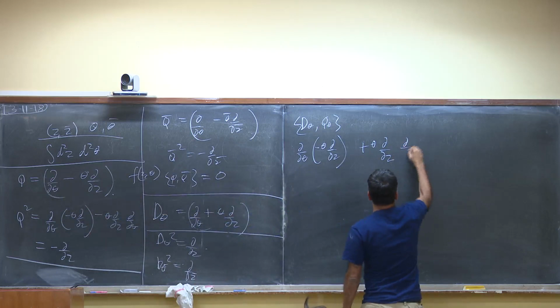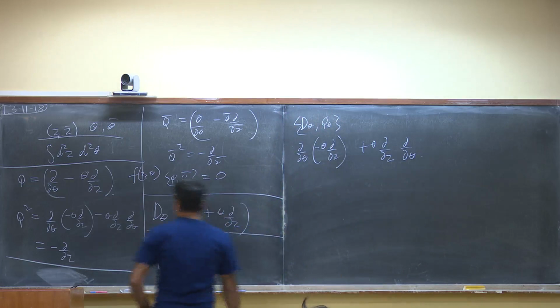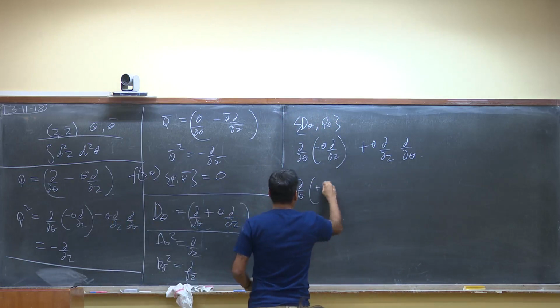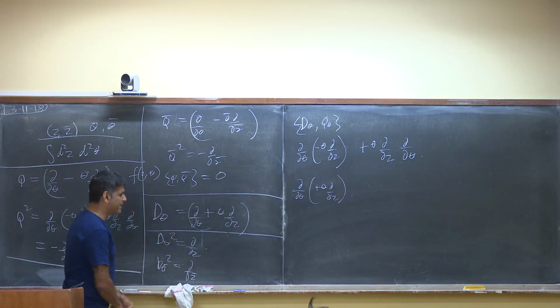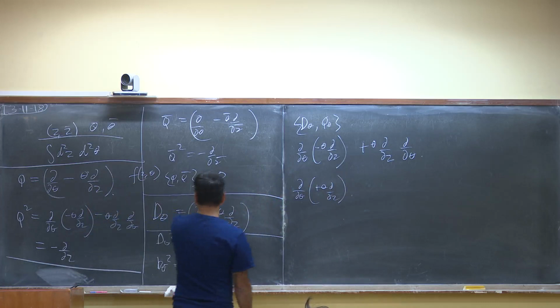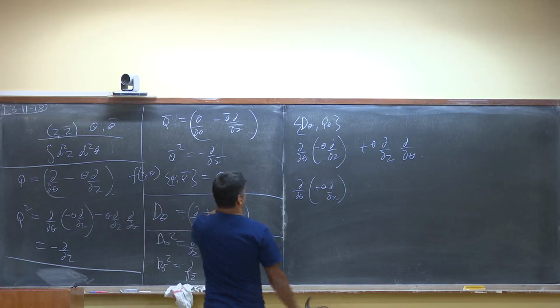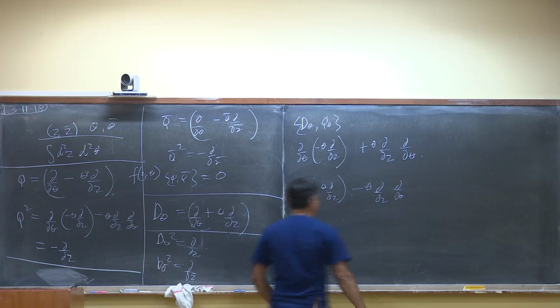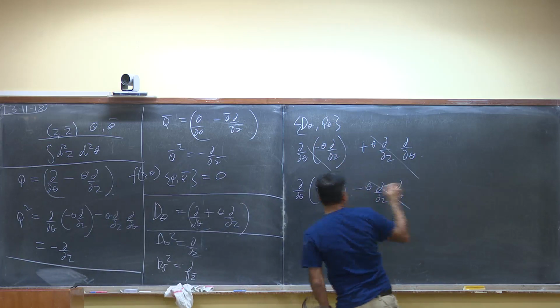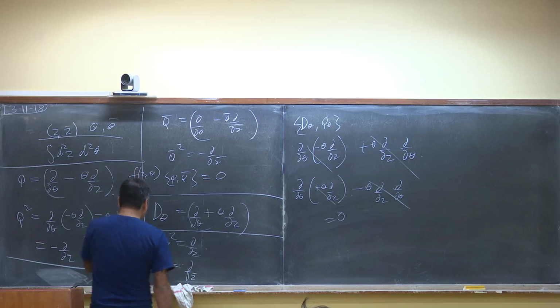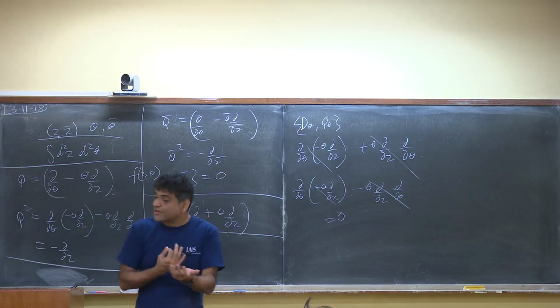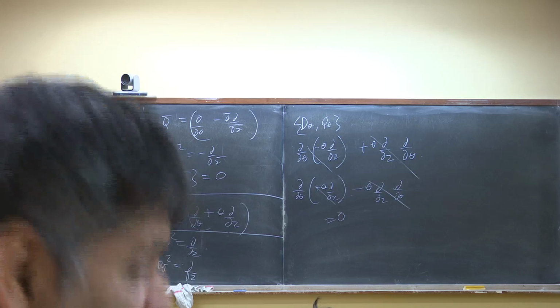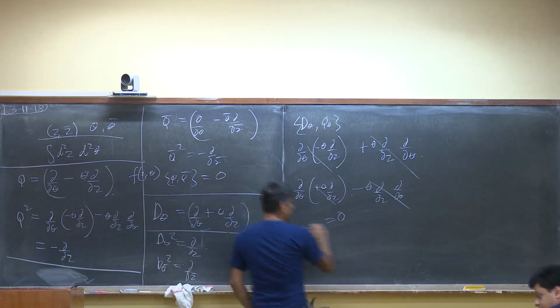Then there were the terms where you take this guy on the left. There's a term which is del by del theta into plus theta del by del z. In fact, it's sort of obvious, but anyway, let's just write it out. The second term is minus theta del by del z del by del theta. This cancels this, so we just get zero. So this derivative has the property that it anti-commutes with the action of Q. This tells you that this derivative might be useful in building supersymmetric actions.